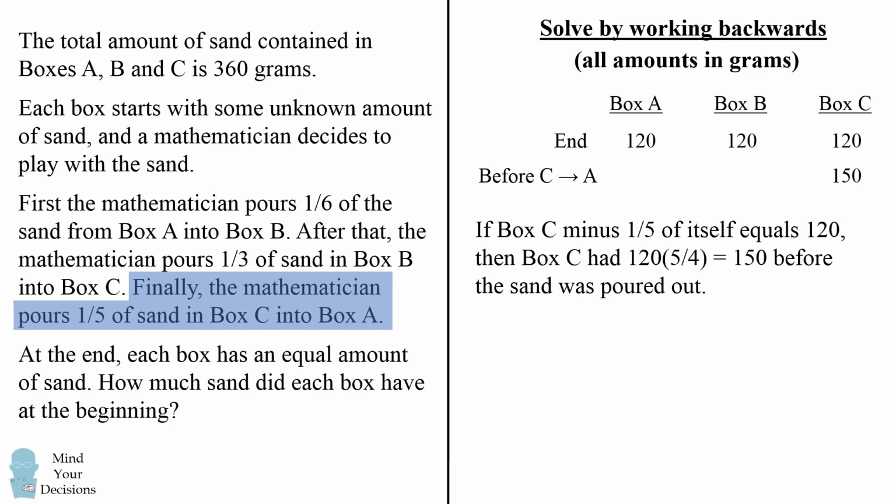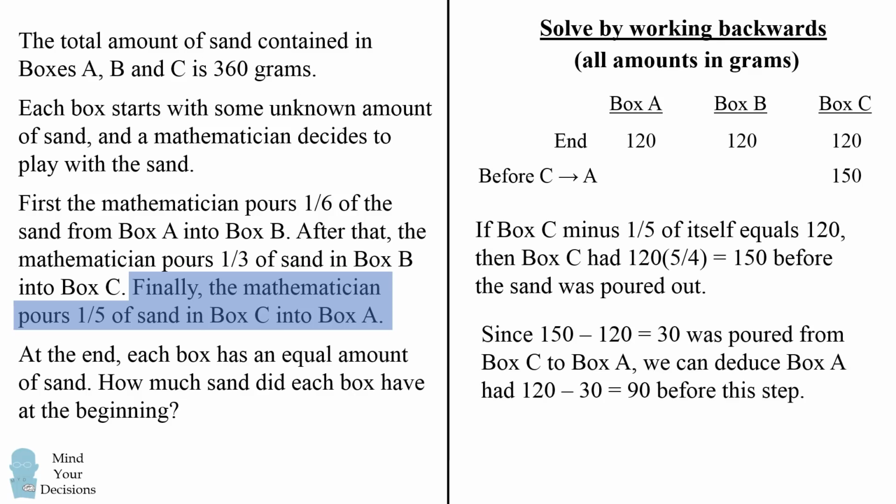So we can say that box C had 150. Now, since 150 minus 120 is equal to 30, that's how much was poured from C to A, we can deduce box A must have had 30 fewer grams before this step. 120 minus 30, which equals 90. Furthermore, pouring from box C to box A leaves box B unaffected, so box B remained at 120.